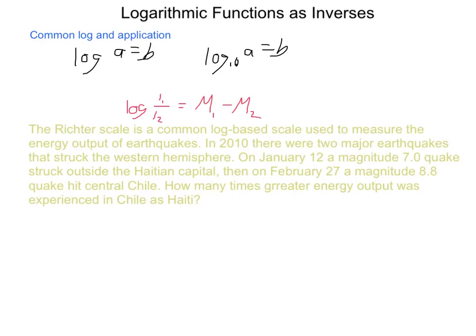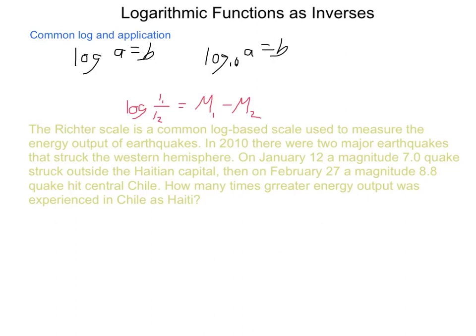In 2010, there were 2 major earthquakes that struck the Western Hemisphere. On January 12th, a magnitude 7.0 earthquake struck outside of the Haitian capital Port-au-Prince. Then, about a month and a half later, on February 27th, a magnitude 8.8 earthquake hit central Chile, close to the city of Concepcion. How many times greater was the energy output experienced in Chile as in Haiti?